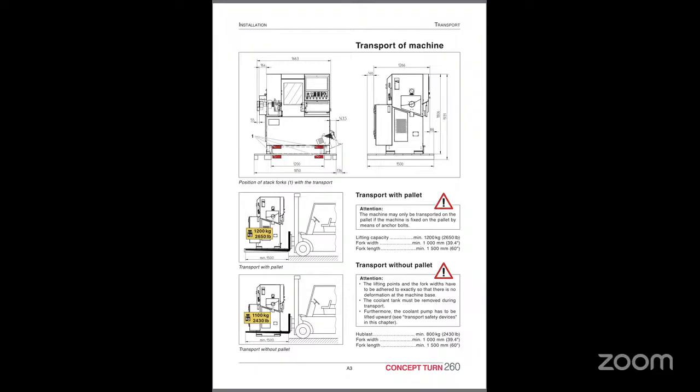So the unpacking will be, first of all, remove the wooden crate, remove the transport locks and remove the board, and using a forklift or crane, we can lift the machine.